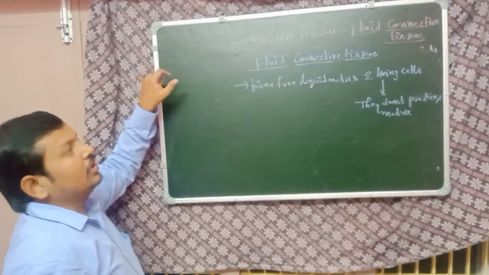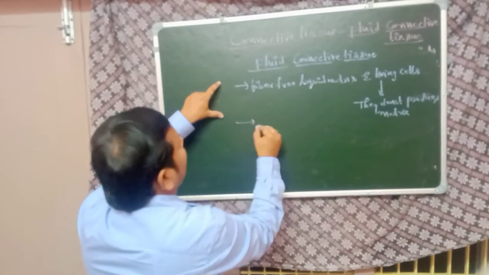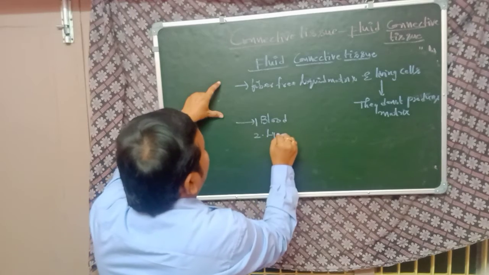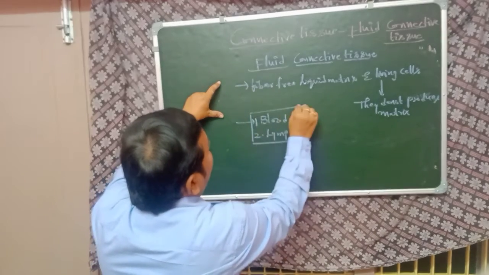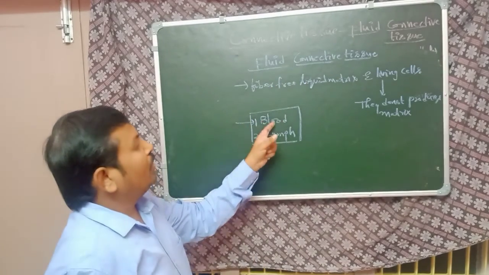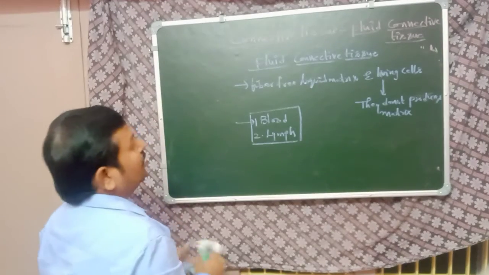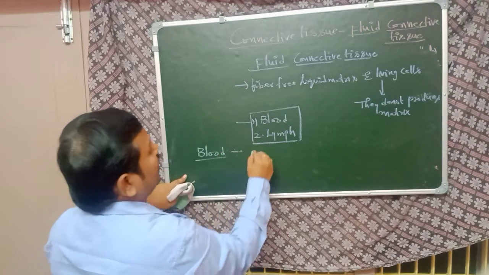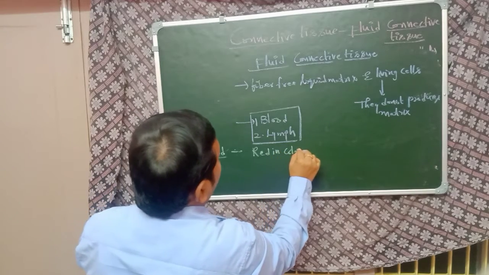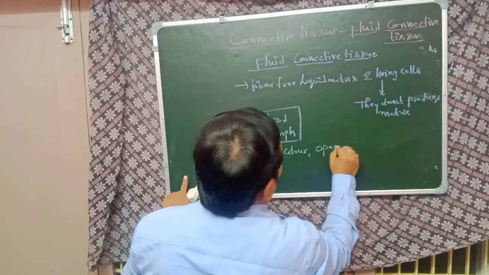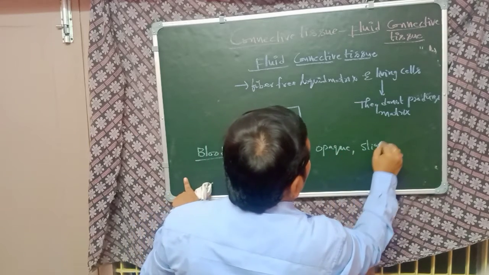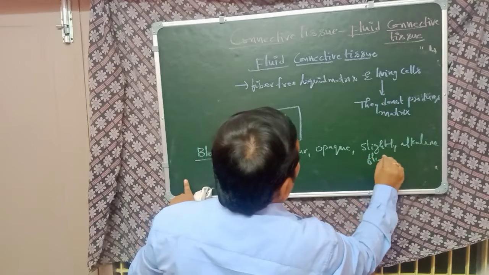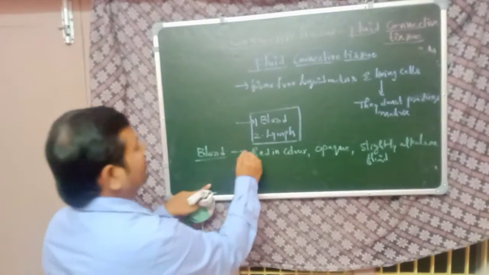The fluid connective tissue includes blood and lymph. Coming to the blood. Blood is a red colored, opaque and slightly alkaline fluid. The study of blood is also known as hematology.